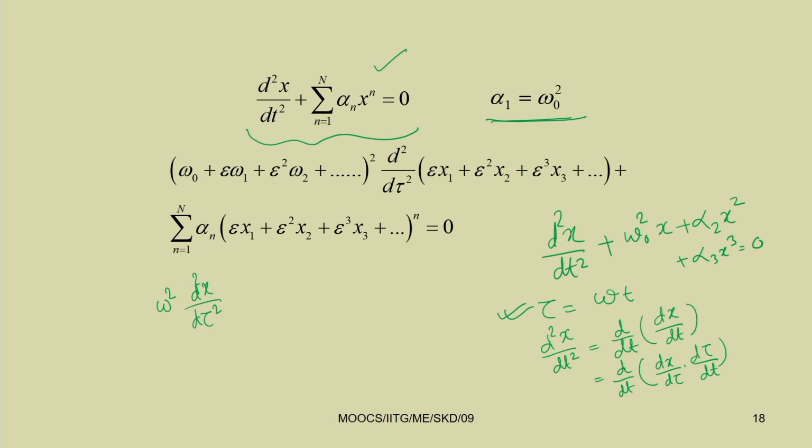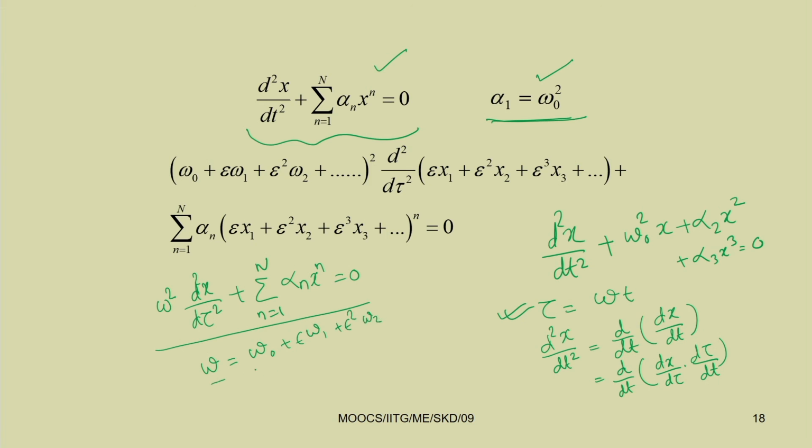So, you will get this term plus summation n equal to 1 to capital N alpha n x to the power n equal to 0. Now we can substitute the expression for omega that you have written in the previous slide. Omega 0 is known to us; omega 0 square equal to alpha 1. So, omega equal to omega 0 plus epsilon omega 1 plus epsilon square omega 2.